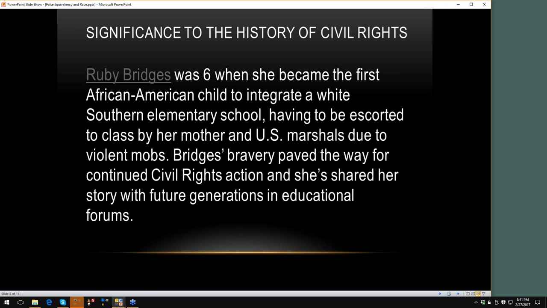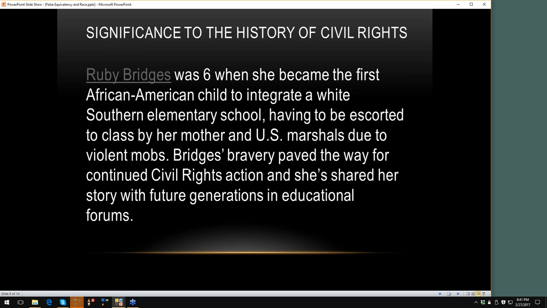So Bridges' bravery, and of course this was seen all over the country, all over the world really, these images, the painting is coming four years later, but the images of those first days were broadcast all over the country, as were news reports, live video of the, well, they didn't call it video back then, but live images, moving images. So her bravery paved the way for continued civil rights actions.